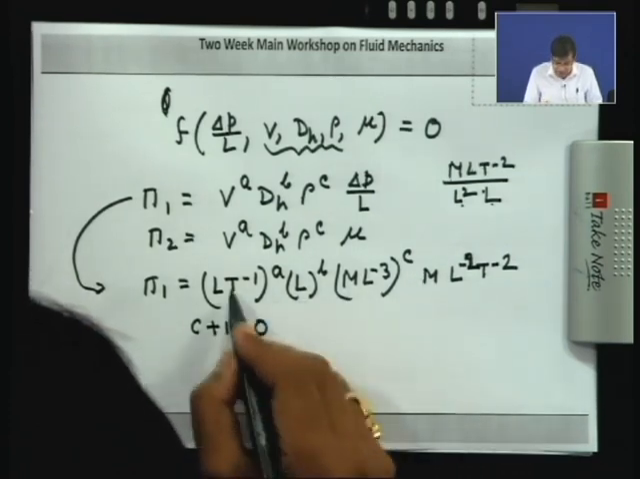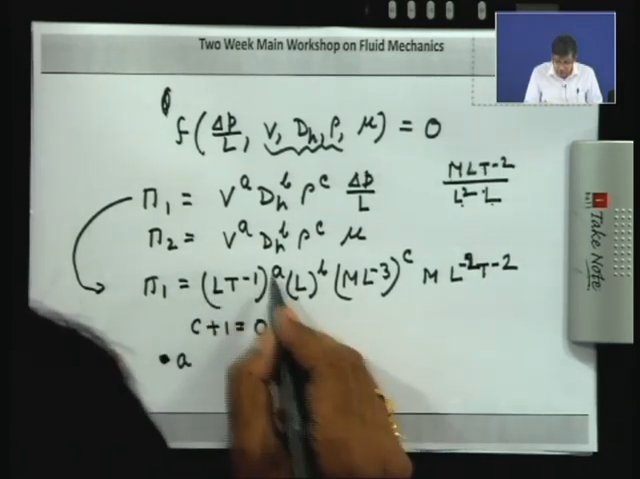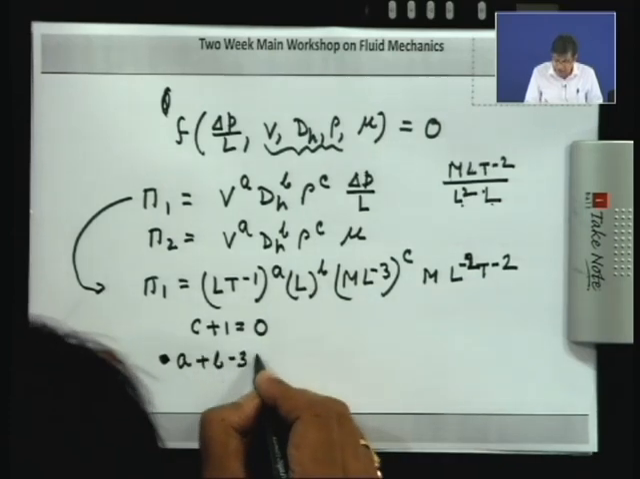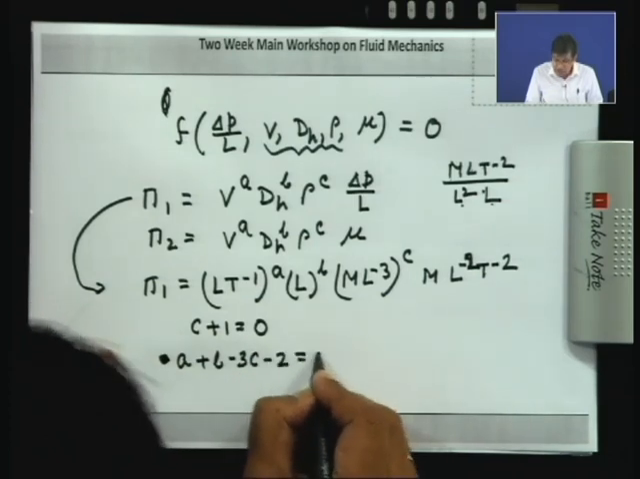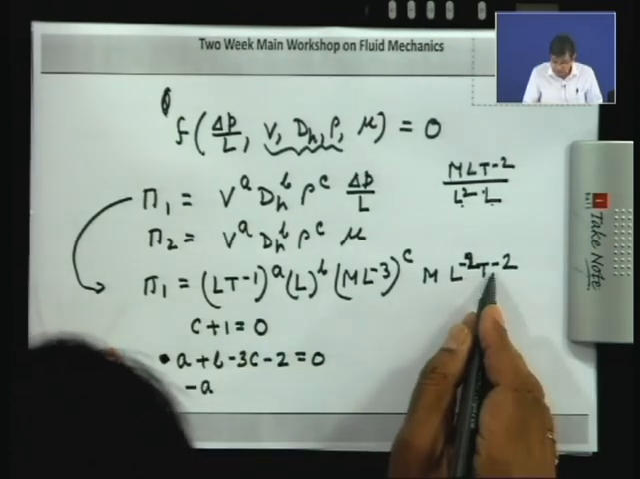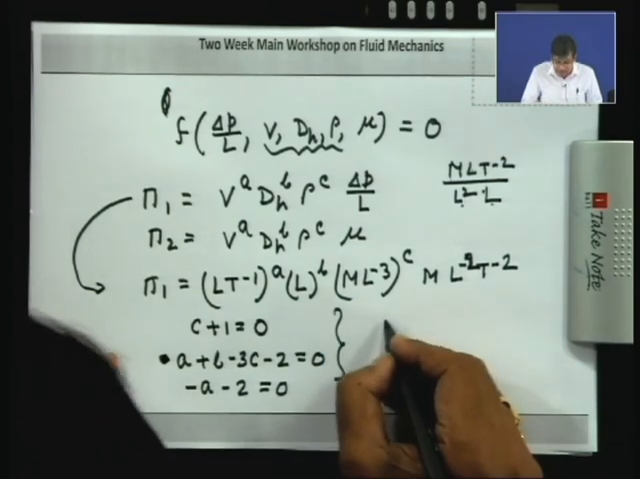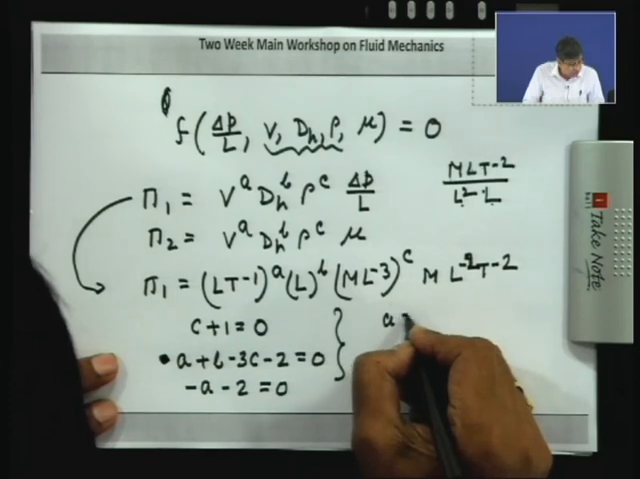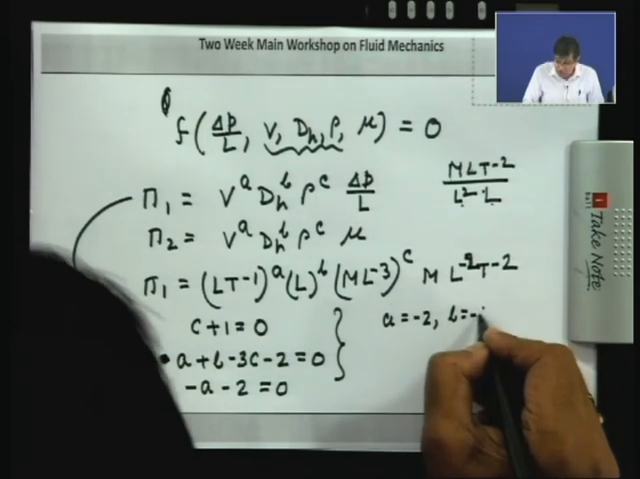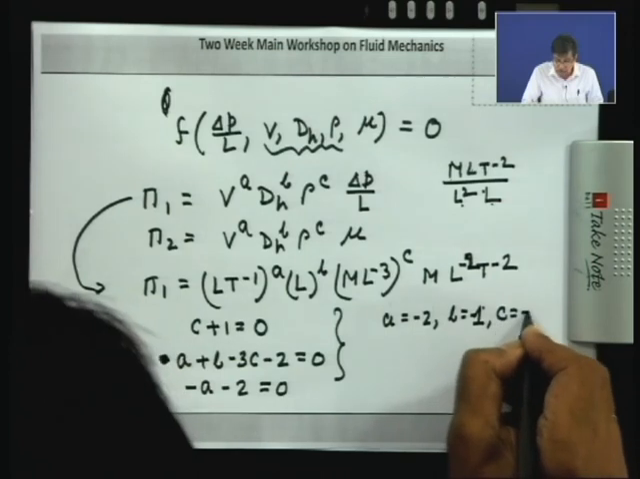Then L: minus A, plus A, sorry, L to the power A plus B minus 3C minus 2 is 0, and T: minus A minus 2 is 0. If you solve here, it straight gives A is equal to minus 2, B is equal to 1, sorry, B is equal to 1, and C is equal to minus 1.